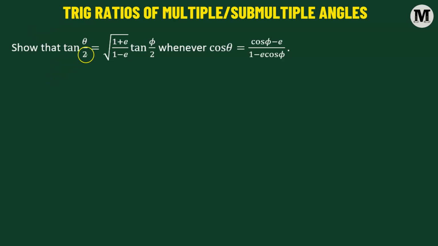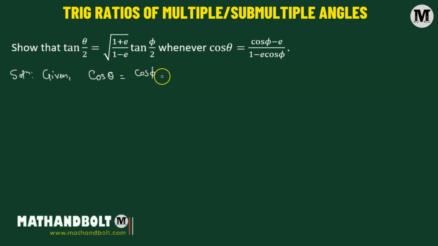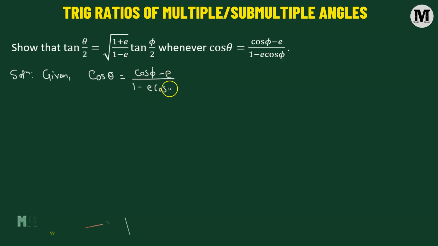So in this problem, we need to show that tangent of theta over 2 equals the product of the square root of (1 plus e) over (1 minus e) and tangent of phi over 2, wherever cosine theta is given by (cosine phi minus e) over (1 minus e cosine phi). So let us begin. We'll start with the given condition that cosine of angle theta equals cosine of angle phi minus e over 1 minus e times cosine phi.